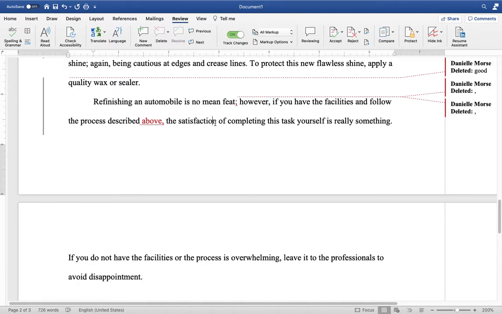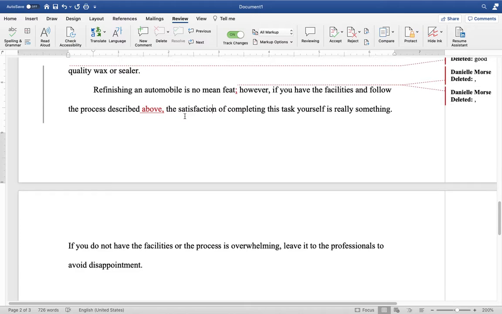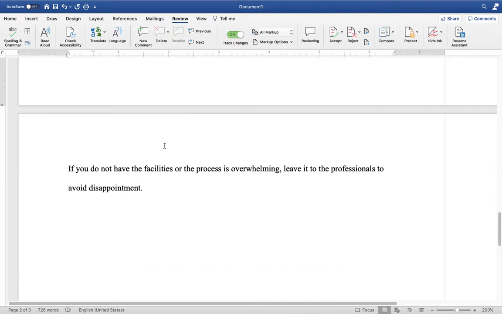The satisfaction of completing this task yourself is really something. See, that's that human dimension part, that answering of the question of why is this process essay worth it, is really something. If you do not have the facilities or the process is overwhelming, leave it to the professionals to avoid disappointment.